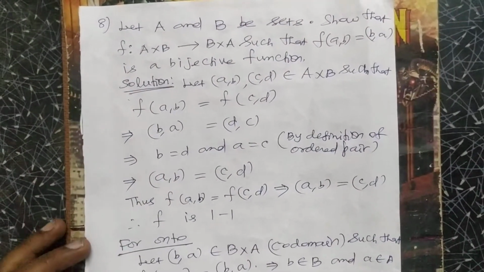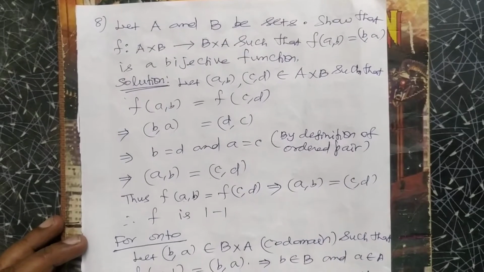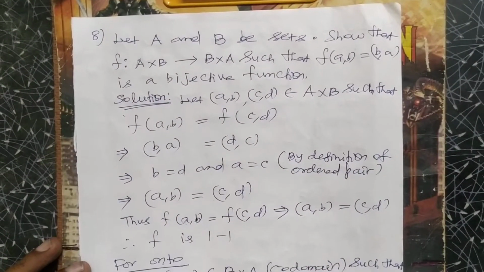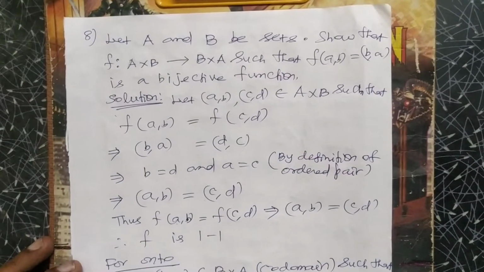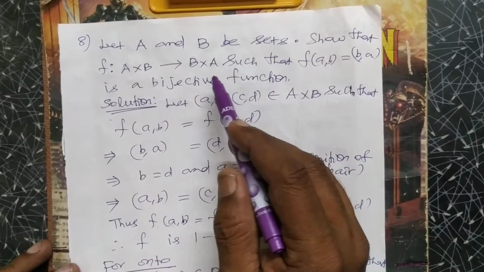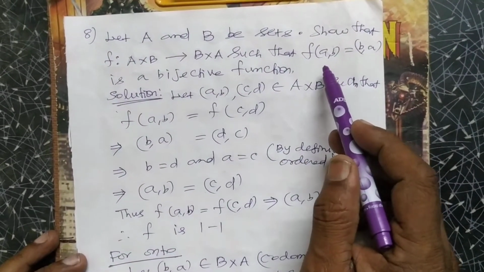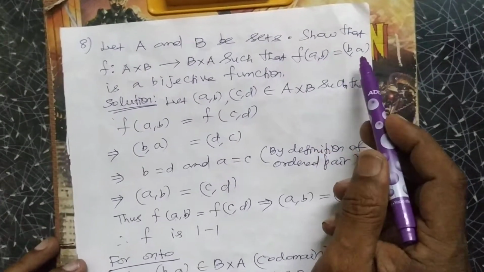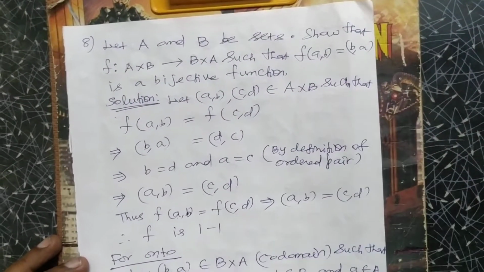Now question number 8. Let A and B be two sets, and let F from A cross B, the Cartesian product of A and B, to B cross A be such that the image of (A, B) under F is (B, A), that is, the reverse of the ordered pair. It is a bijective function. We have to prove that.